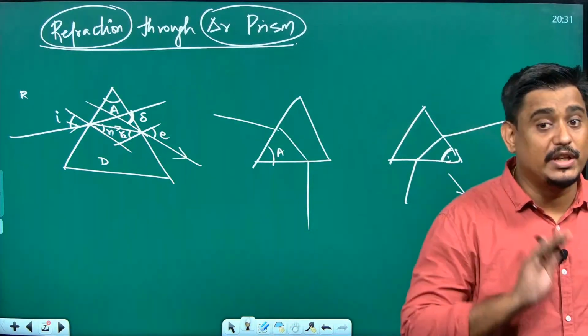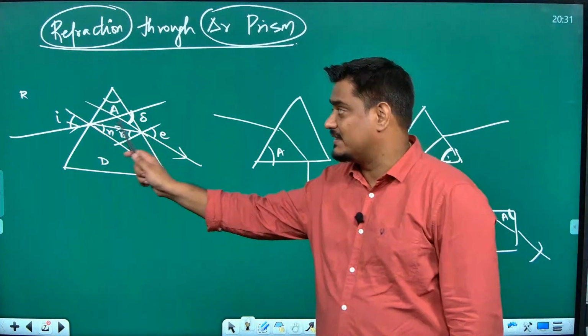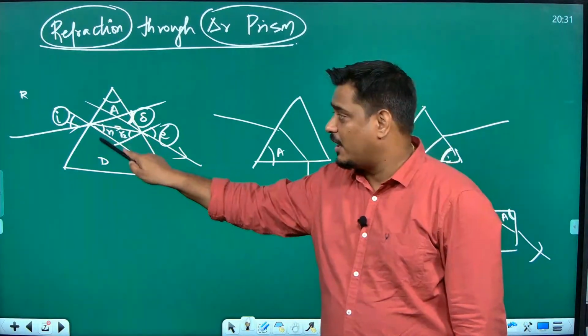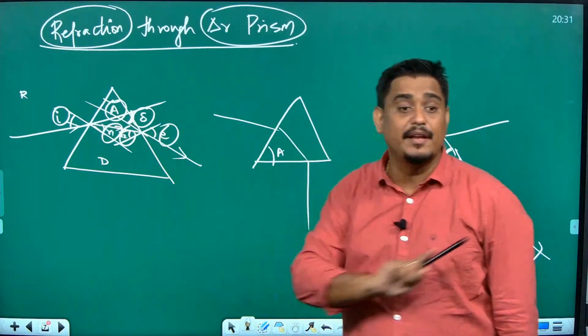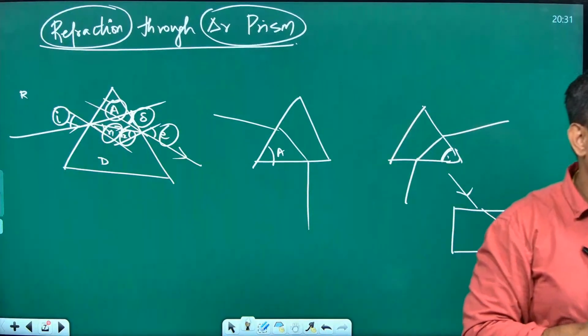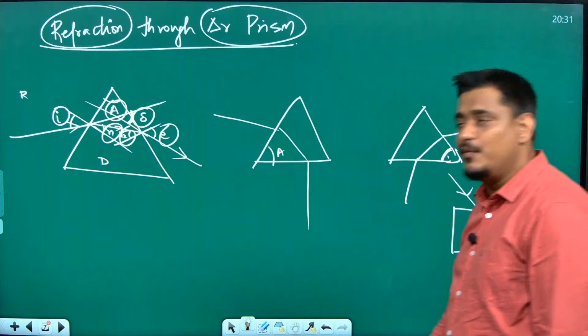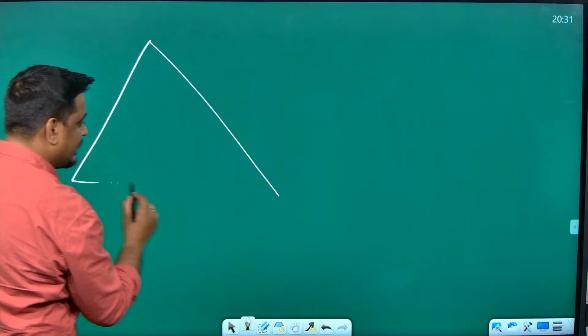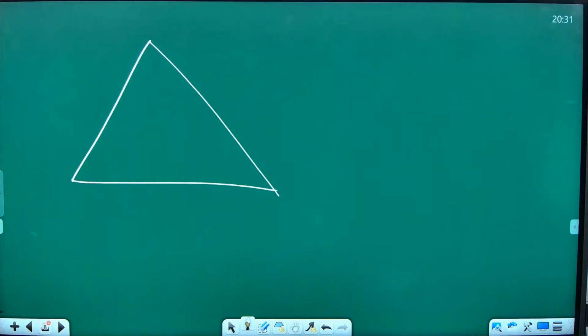You must know the relationship between all these angles: angle of incidence, angle of deviation, angle of emergence, angle R1, R2, A. Everything should be known to you. So now the first thing we are going to do is make a relationship between I, E, delta, A. How to do that? Pay attention. I am drawing a diagram. Everybody be attentive in the class now.